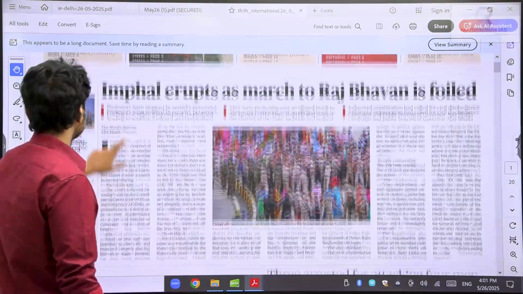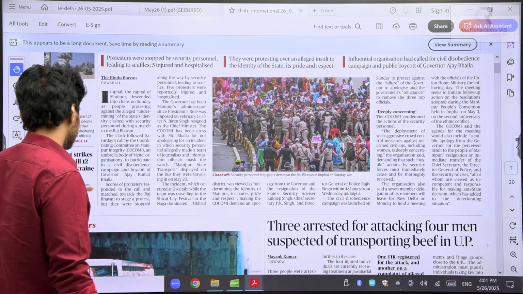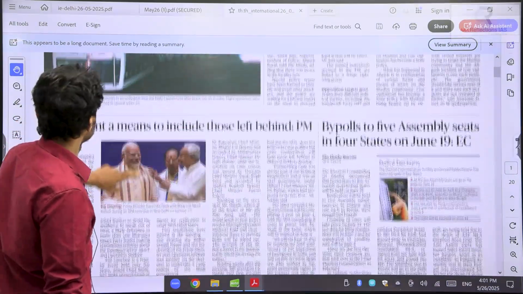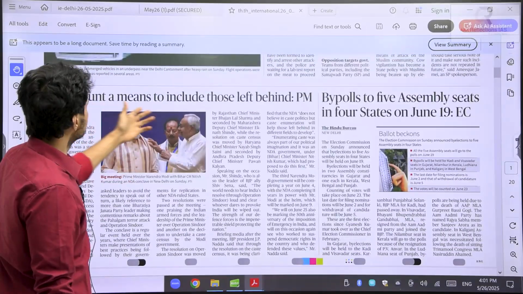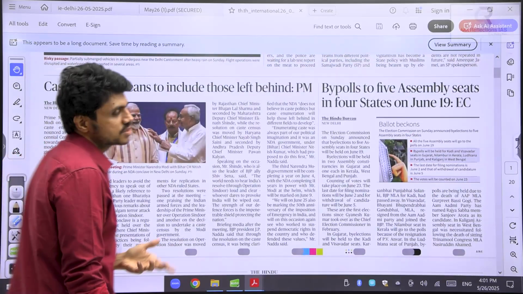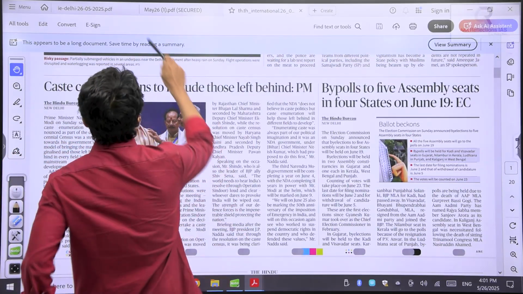If you can see here, the same issues are going on between Israel and Gaza, and Russia and Ukraine. The same issues are continuing. Then there is the caste count, to include those left behind. So you need to be aware of what the caste census is. So we will discuss the topic of caste census.